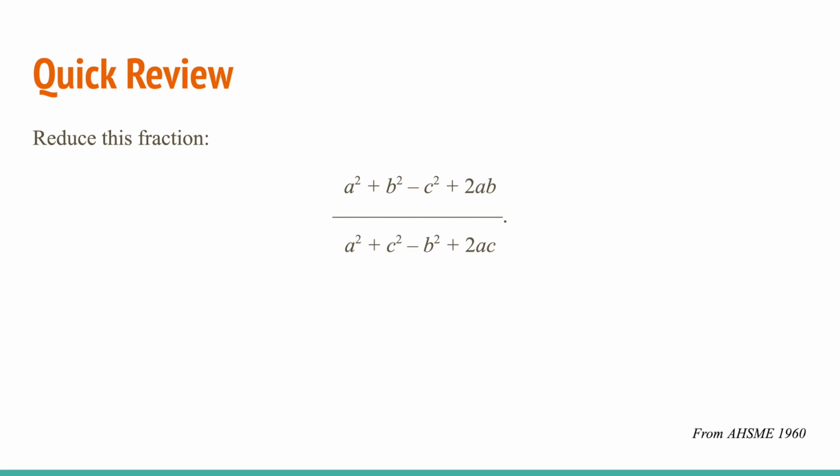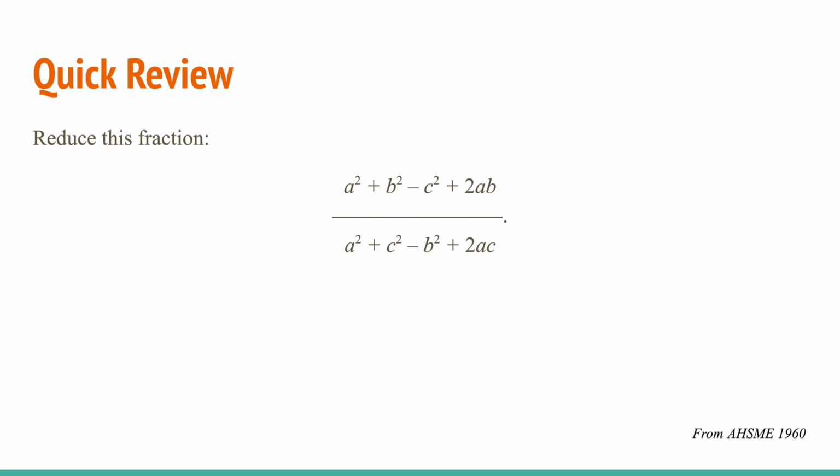Now that we know many factorizations, let's try to apply them to a problem. Reduce this fraction: a squared plus b squared minus c squared plus 2ab over a squared plus c squared minus b squared plus 2ac. Before I continue with the solution, try to pause the video and solve the problem yourself.